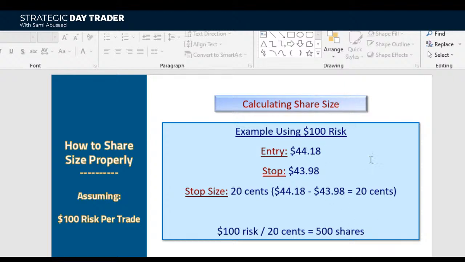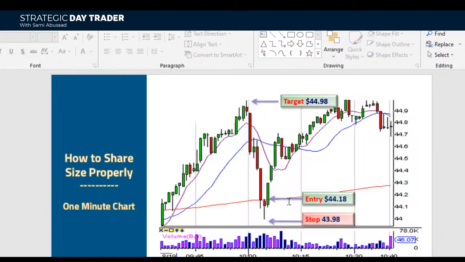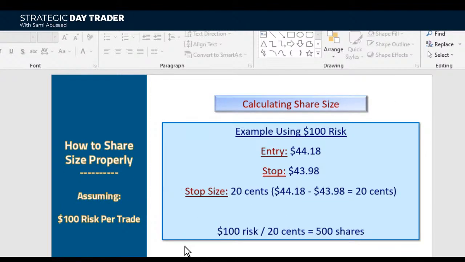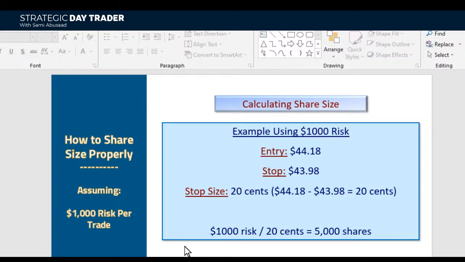Now, 500 shares of whatever the price of the stock is. It could be a $5 stock, in which case it'll be only a $2,500 total investment, or it could be $100, in which case it would be a $50,000 investment. It doesn't matter. What matters is the stop size. It's not the amount allocated to each stock. Does that make sense? If your risk was $500, then you would take $500 divided by 20 cents, which gives you 2,500 shares. So that's how I calculate my share size.